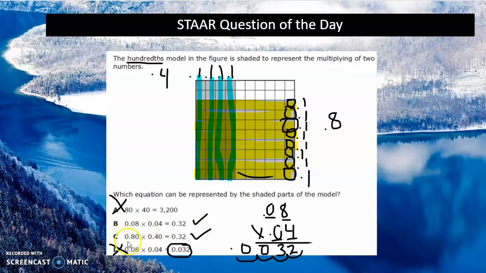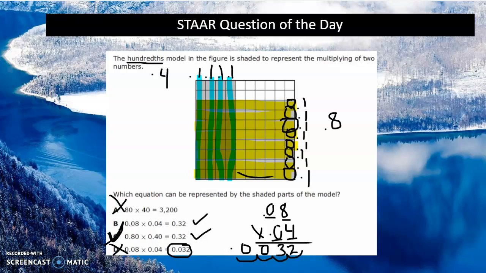Okay, so hopefully you have picked what? Is it B or C? Are we multiplying 800s times 400s? No, we are multiplying 8 tenths times 4 tenths. That's why I wanted to do a check mark. 8 tenths times 4 tenths.